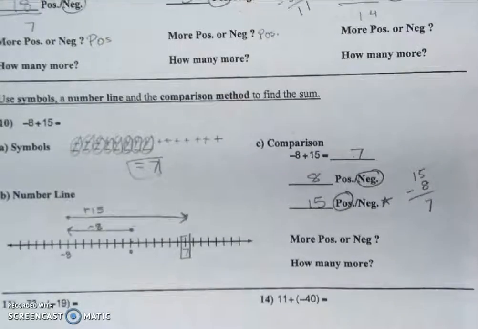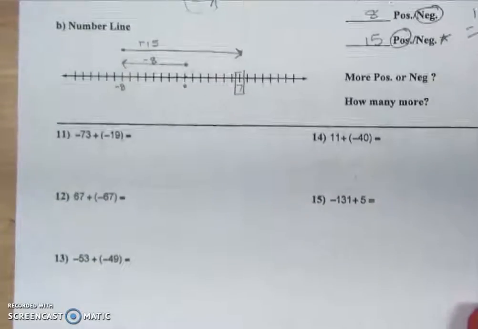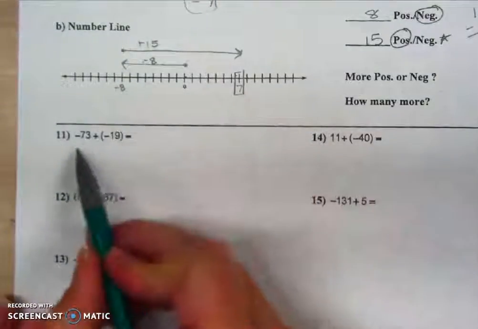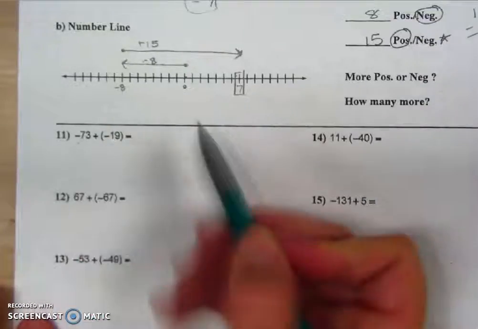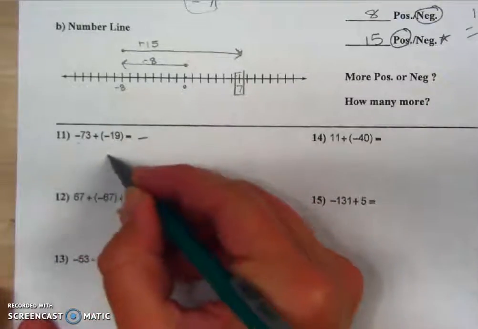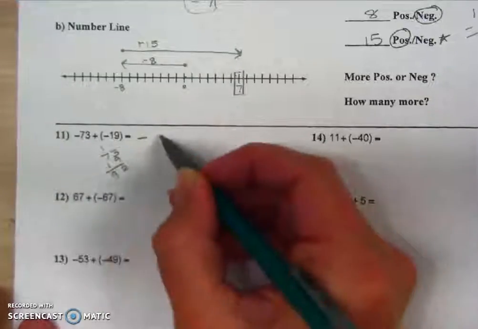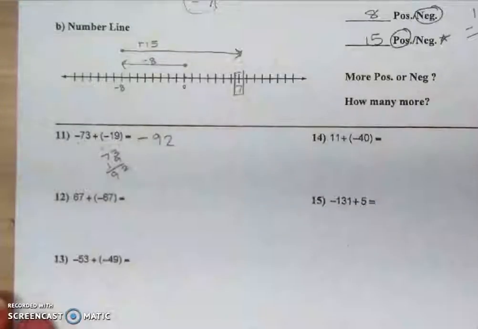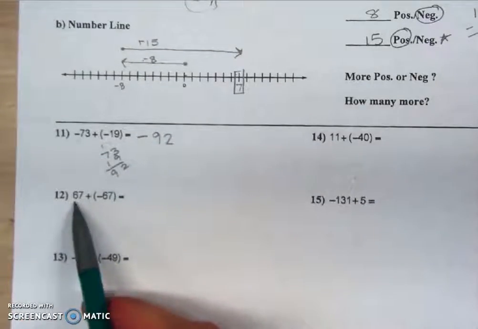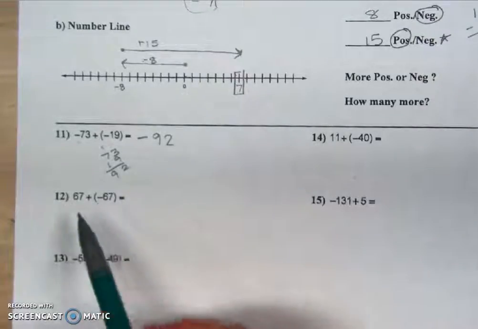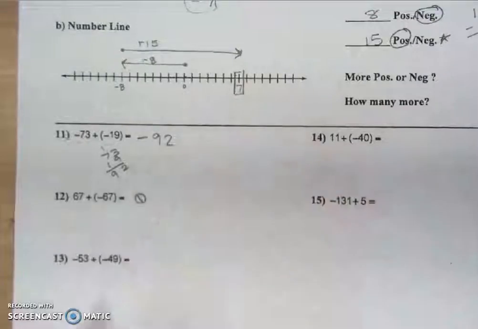So let's just try real fast, see if we can rapid fire these answers down here. Number 11, I see a negative. I see more negatives. Negatives, negatives, that means everything is negative, and we add those numbers together, and we get negative 92 altogether. Number 12 is one of my favorites. Positive 67 plus negative 67. All those would cancel out. Those are additive inverses. Our answer is 0.